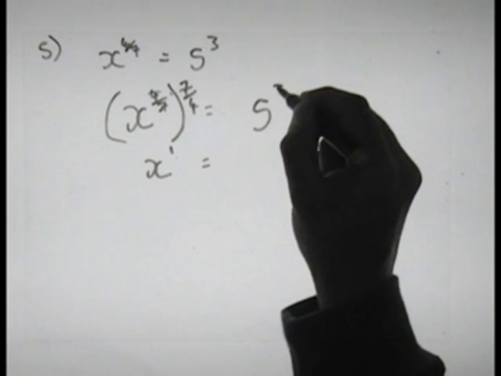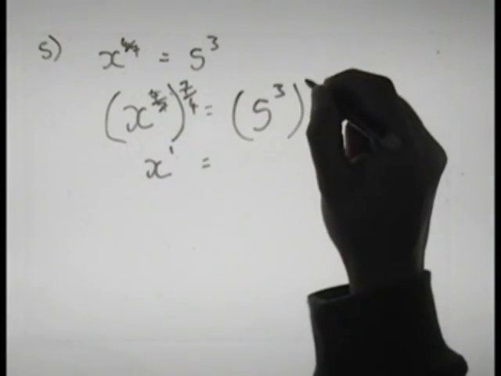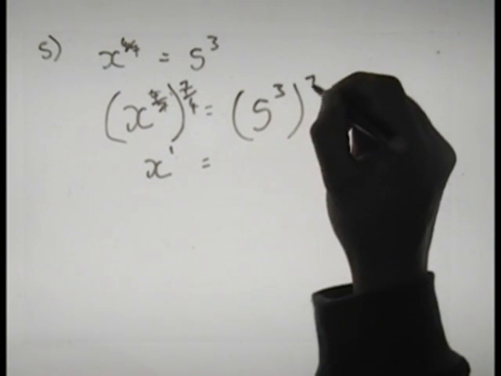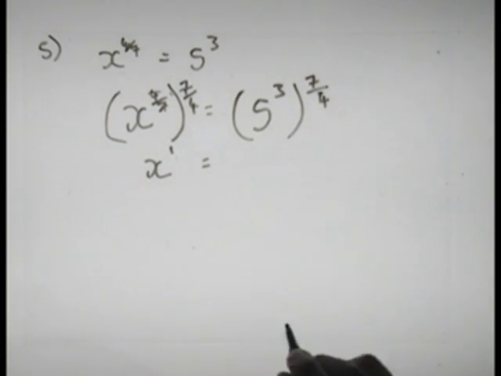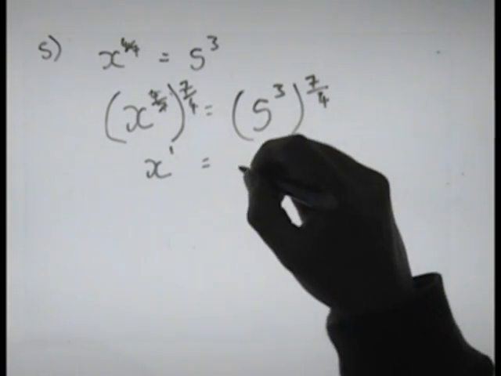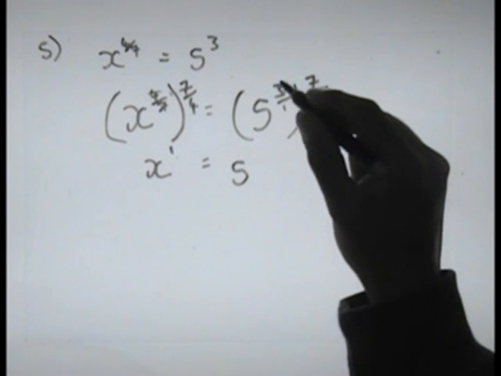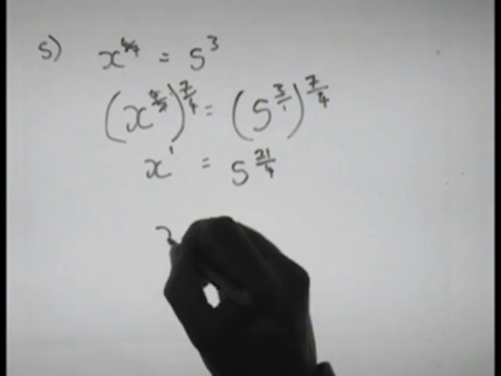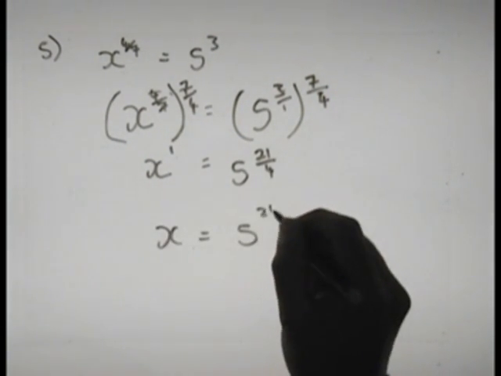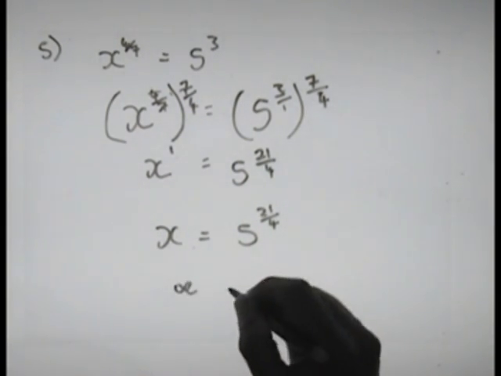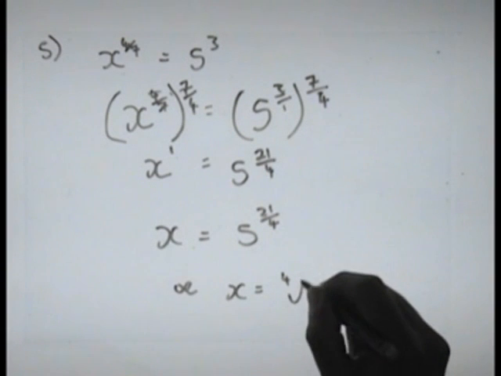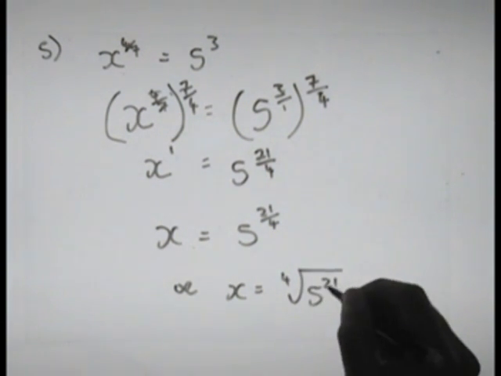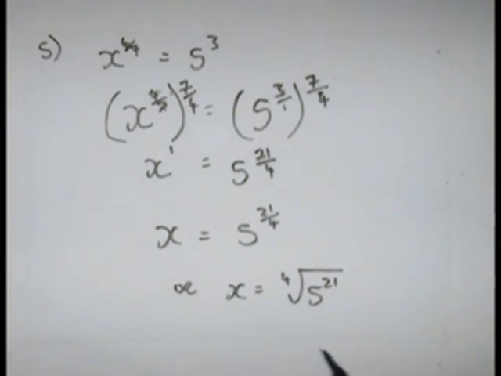What I do to one side, I do to the other side. So I made that to the power 7 over 4. I'm going to make the other side to the power 7 over 4. That will equal 5 to the power 3 over 1 multiplied by 7 over 4, which is equal to 21 over 4. x is equal to 5 to the power 21 over 4, or x is equal to the 4th root of 5 to the power 21. And I don't expect you to do that. If you leave your answer like this or like this, it is correct. Don't bother to go any further.